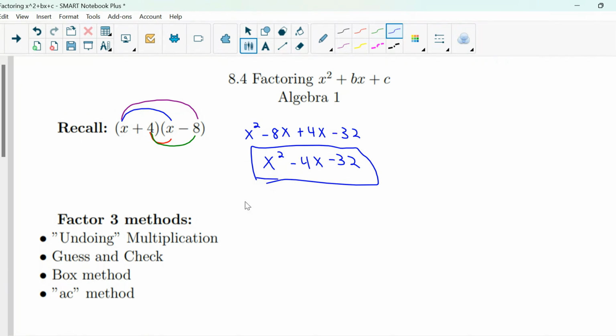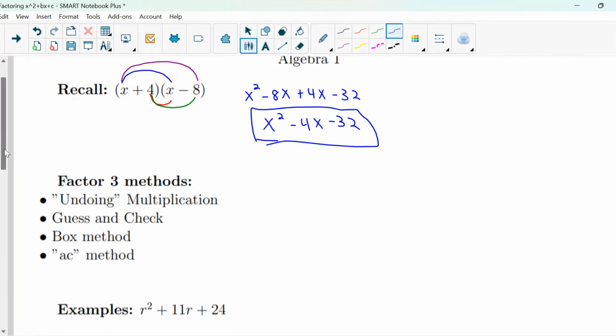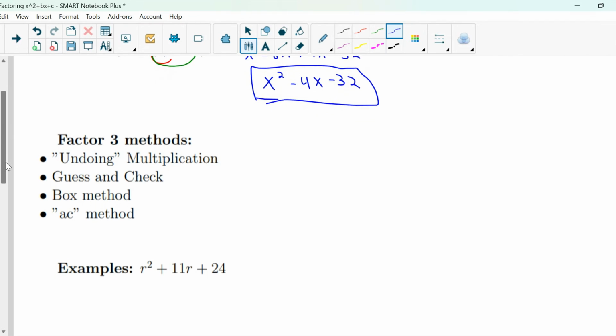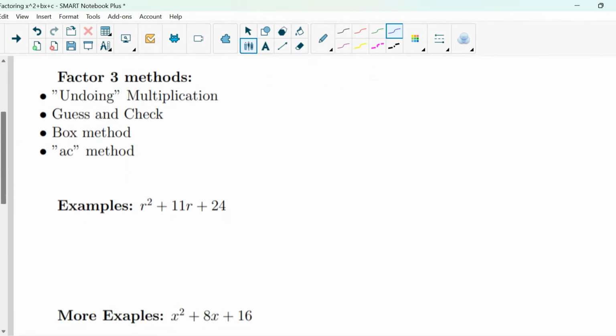Okay, so that's a quick review from last lesson. But now we're going to look at actually the opposite process, which is factoring. So there are three main ways of factoring. I think I have 4 listed here, so we'll go with 4 main ways to factor. Those are undoing multiplication, guess and check, the box method, and the AC method. And really the way that I prefer to factor, and I think is the easiest, is by using the AC method.